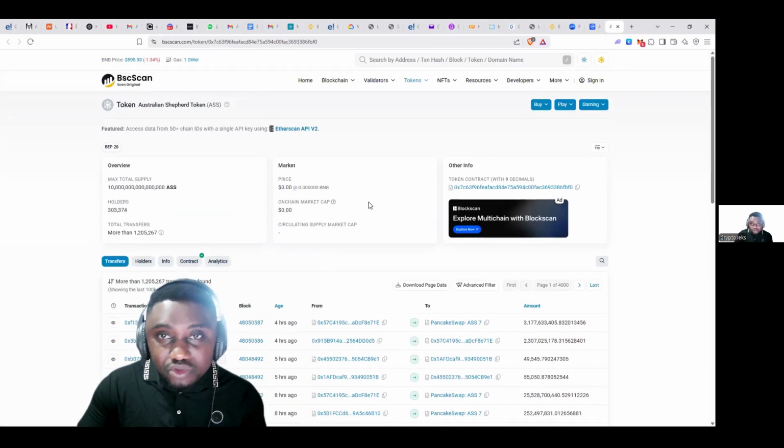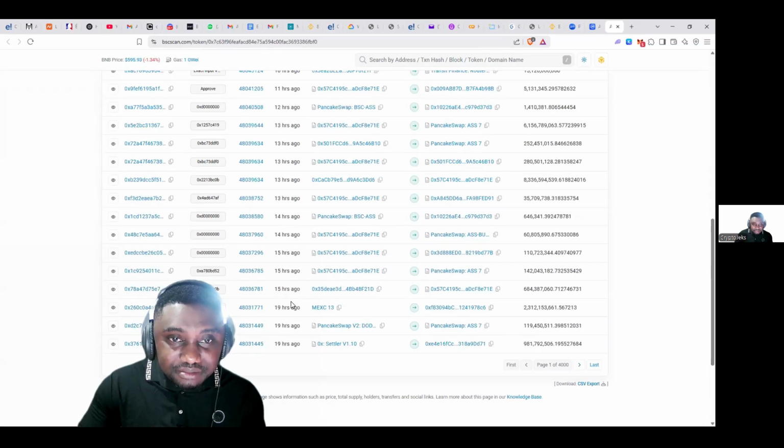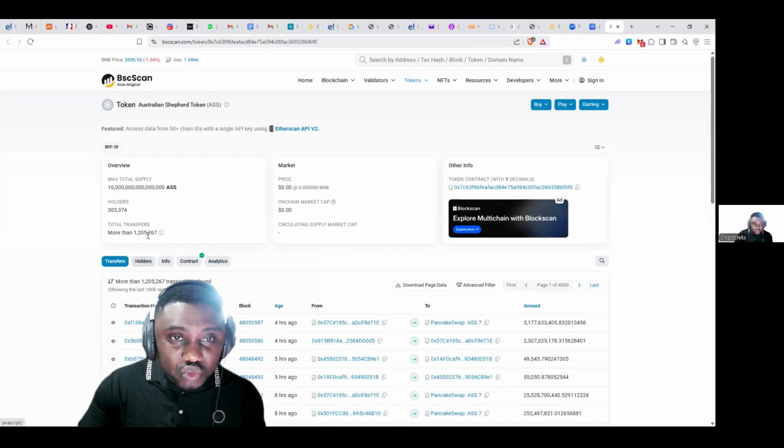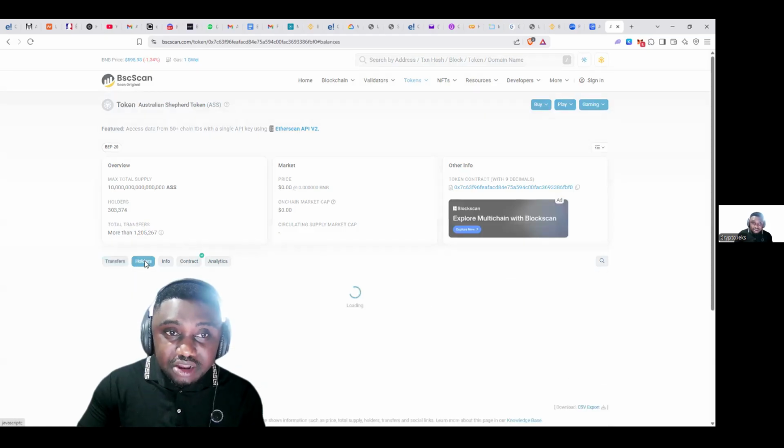When you look at the project, you can see that the activity on this particular project is not very much. So let's go to the holders. Another thing you must look out for when you're analyzing projects, you can do this on virtually every blockchain, not just on Binance Smart Chain. We're just using Binance Smart Chain as an example in this particular session. So we look at the holders to see how the holders are distributed.